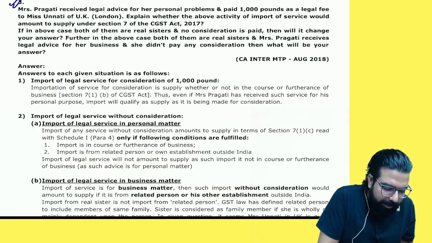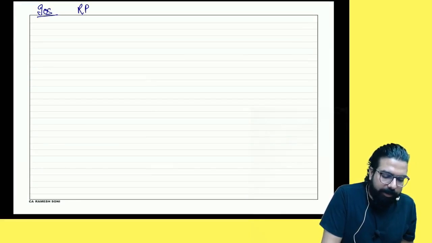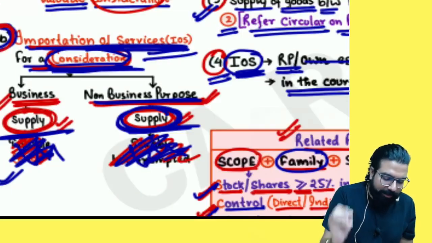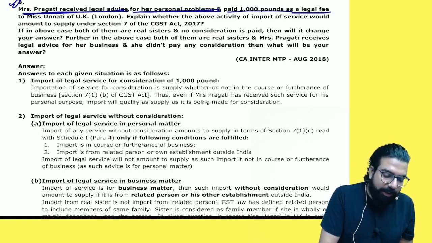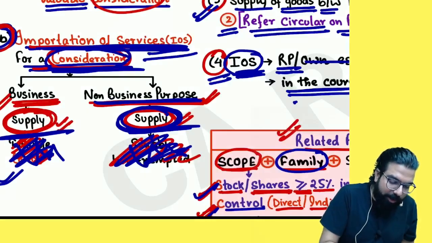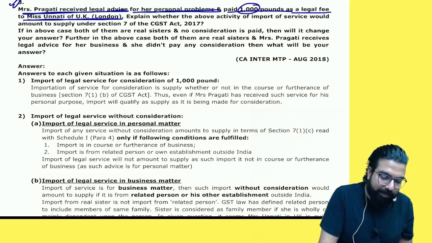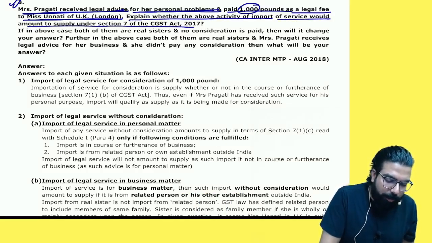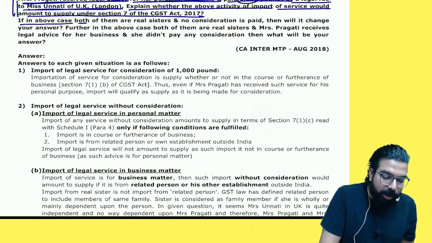Tell me now. Miss Pragati received legal advice for her personal problem. 1 minute. Importation of service, related person, for business, without consideration also will be considered as supply. Chalo, let's read. Miss Pragati received legal advice for a personal problem and paid £1,000 as legal fees to Miss Unnati. 1 minute. Is it for a consideration? Will you ever see related, not related, or you will say importation of service for a consideration? Business, non-business, both will be considered as supply. And hence your answer. Explain whether the activity would amount to supply. Yes or no? Section number 7(1)(b).